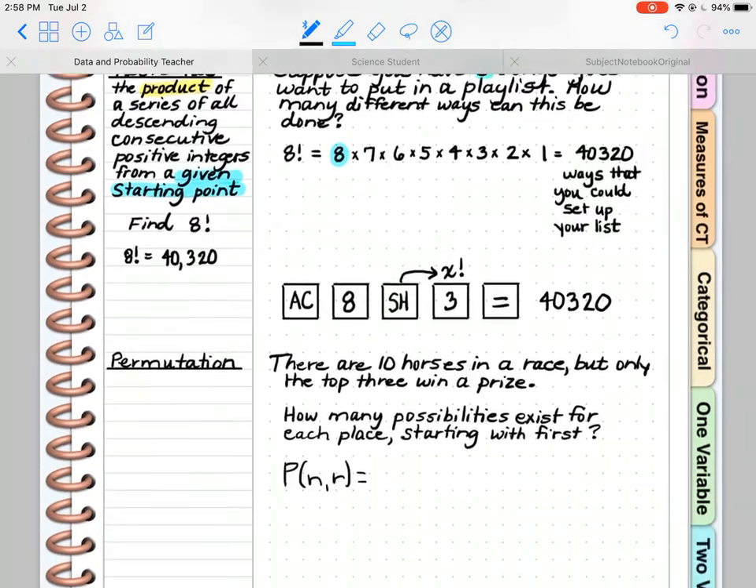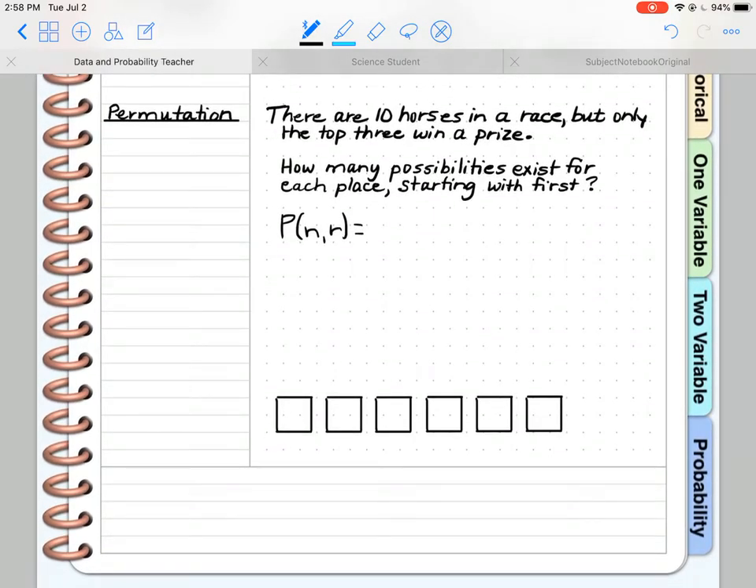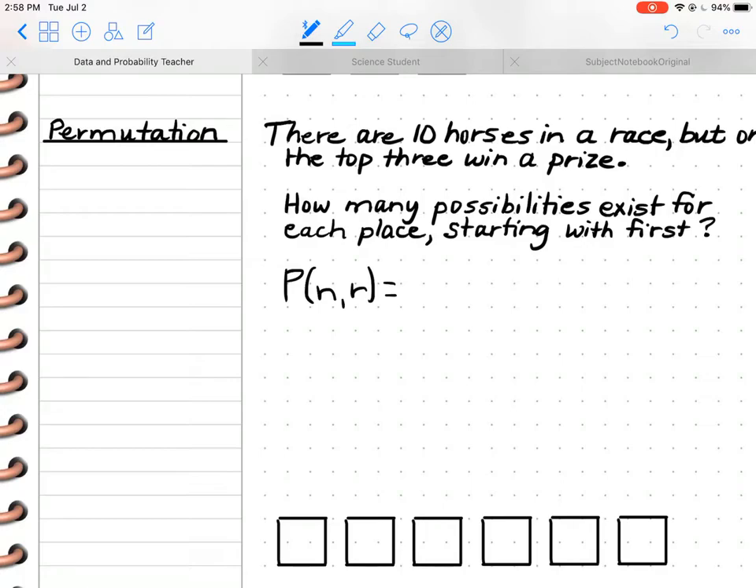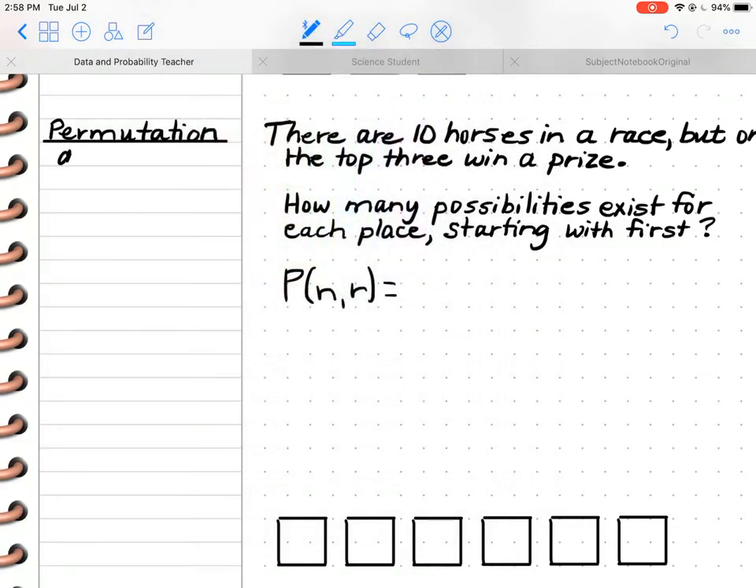Okay, permutation. This is another way to do some probability. Let me give you the definition of a permutation. A permutation is a selection of objects or values in which order is important.